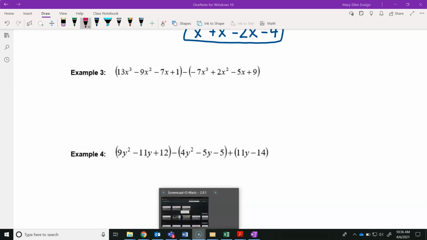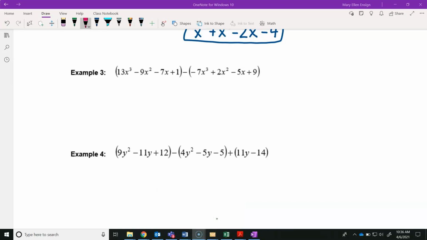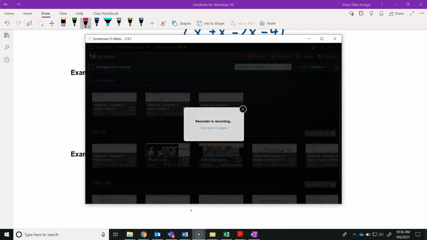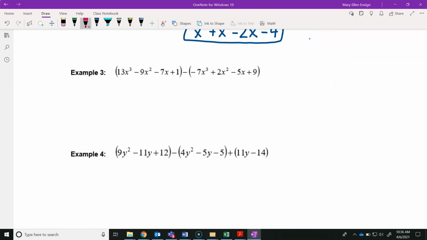And then my second polynomial, sorry, I had to make sure my recorder was still going. My second polynomial is minus 7x cubed plus 2x squared minus 5x plus 9. So I'm subtracting the second polynomial. I want to subtract this whole thing.